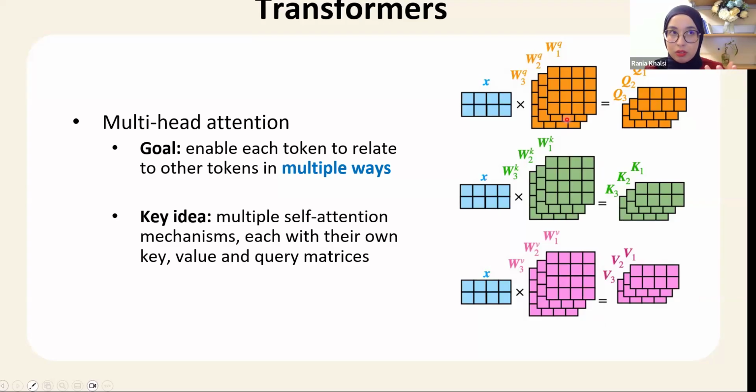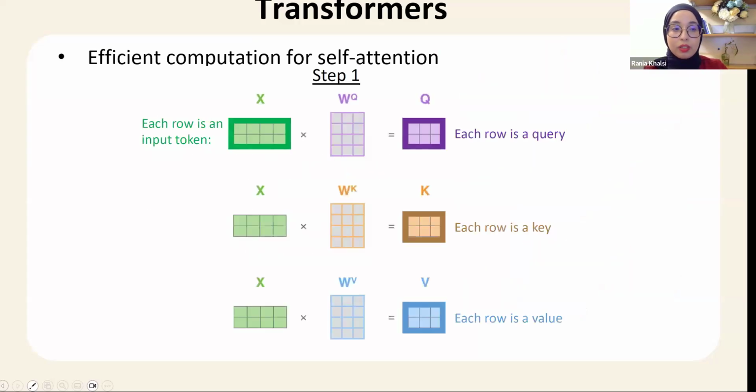This is why it's called multi-head attention, because it's running in parallel, where each head has its own query, its own key, and its own value. So if we now visualize the full architecture of multi-head attention, we see three main steps. The first step is that we generate query, key, and value vectors for each attention head.